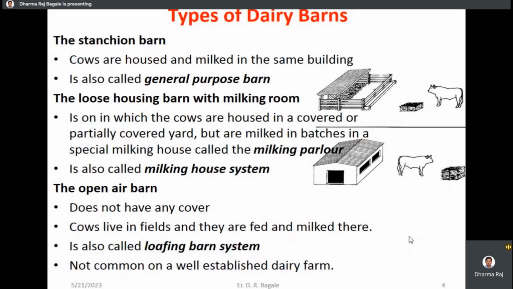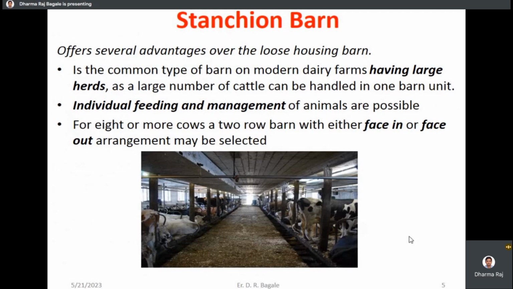This type of very traditional farm is usually adopted by the nomads, but not in well-established dairy farms. And let's talk in more detail about the stall barn.